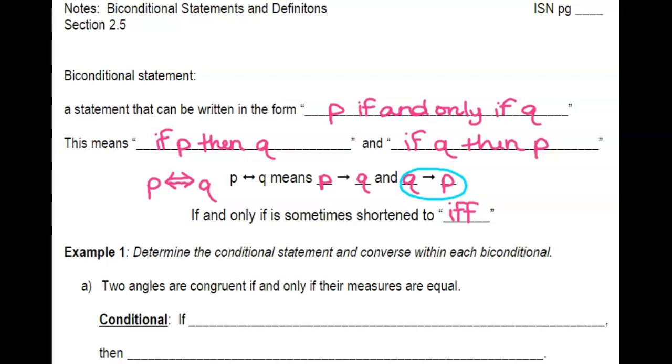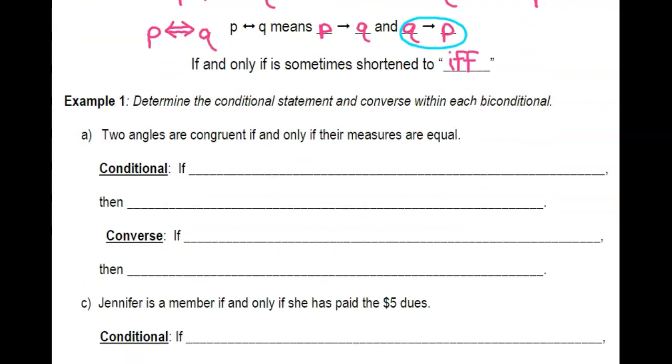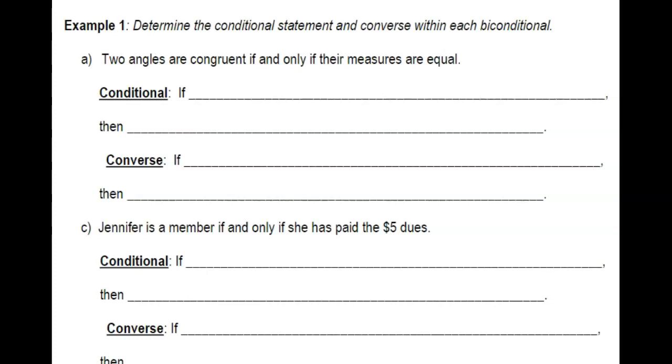So I'm going to scroll down to example 1. In example 1, it says, determine the conditional statement and converse within each biconditional. So it gives us a biconditional statement, and it wants us to extract or pull out the conditional and the converse.